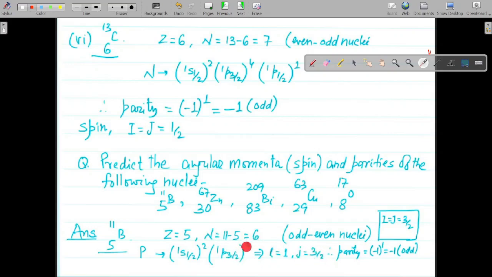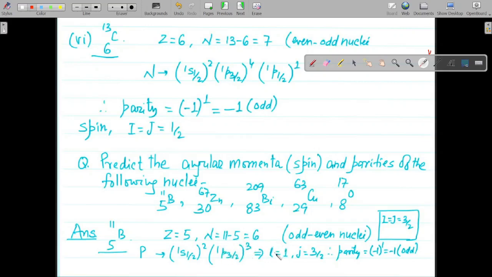Okay, and these 3 protons are being filled up in this 1p 3/2 level. So L equal to 1 and J equal to 3/2. The number of nucleons, that is the number of protons being filled up, is 3. Three is an odd number, so the unpaired proton lies over here.